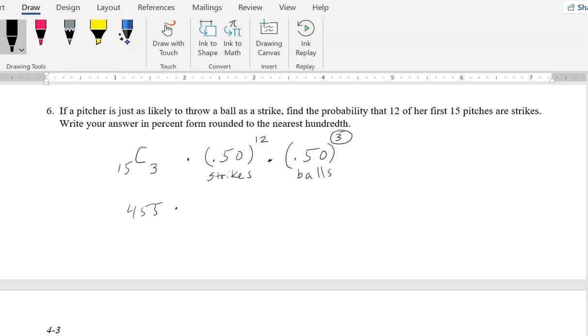So your final decimal answer is 0.013885498 and so forth. But remember, that's a decimal, and we want your answer in percent. So if you want to, you can multiply that decimal times 100, or you could just slide the decimal 2 places to the right. And we're told to round to the nearest hundredth. That's 2 decimal places. So to the nearest hundredth, that's going to be 1.39%. And that's your answer for number 6.